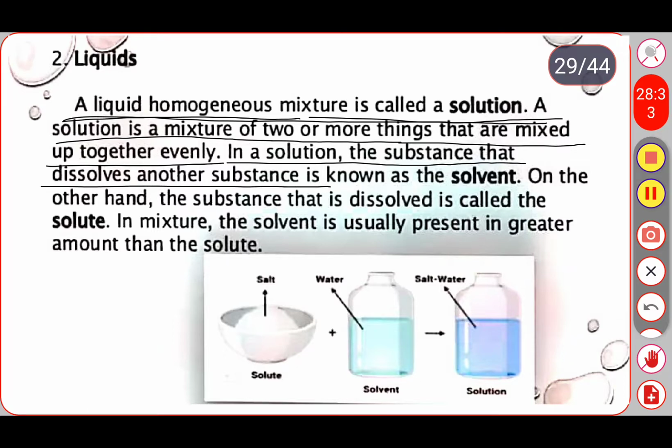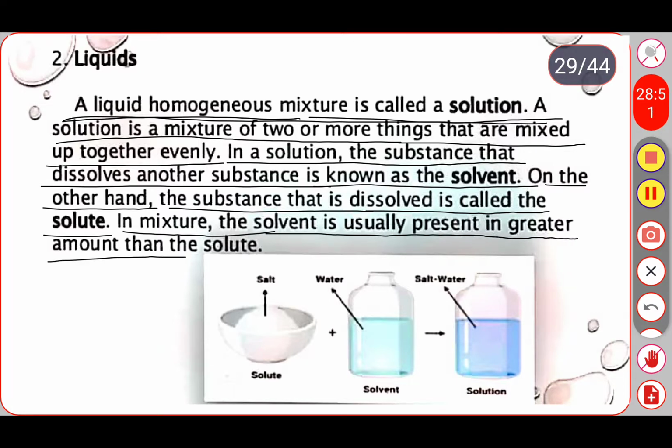On the other hand, the substance that is dissolved is called the solute. In a mixture, the solvent is usually present in a greater amount than the solute. We already discussed this in the previous slide. The solvent is always greater than the quantity of the solute.